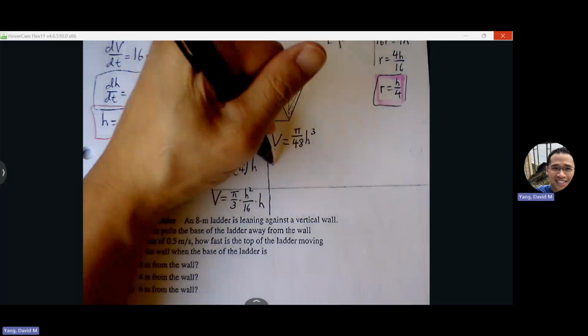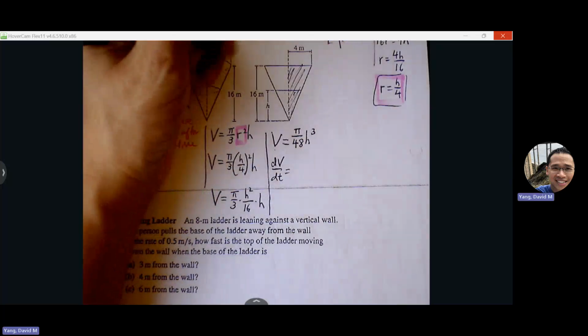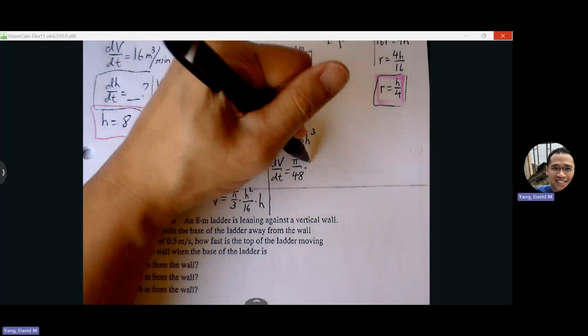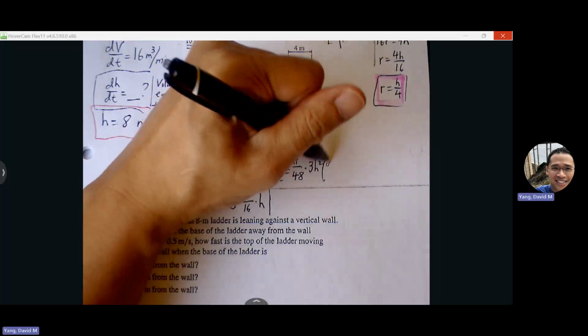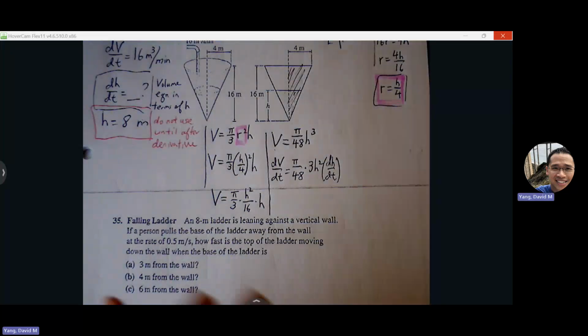Okay, so do our derivative, V becomes dV/dt. Pi over 48, that's not going to go anywhere. That's just going to be a coefficient. H cubed, 3h squared, dH/dt. Now you're ready. Now everything is fair game.